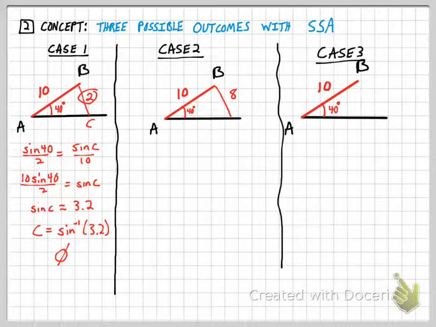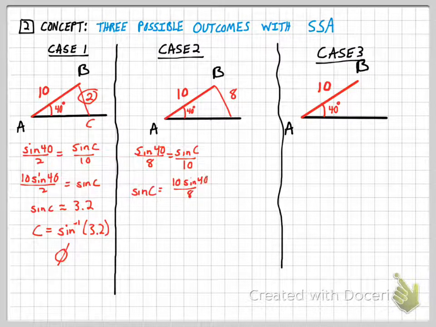This is case 2. I'm going to start off with the law of sines. Sine 40 over 8 equals sine C over 10. Once again, sine C is 10 sine 40 over 8, and the decimal I get this time is about 0.803. This time when I do inverse sine on my calculator, I get an answer, and the measure of angle C turns out to be about 53.5.